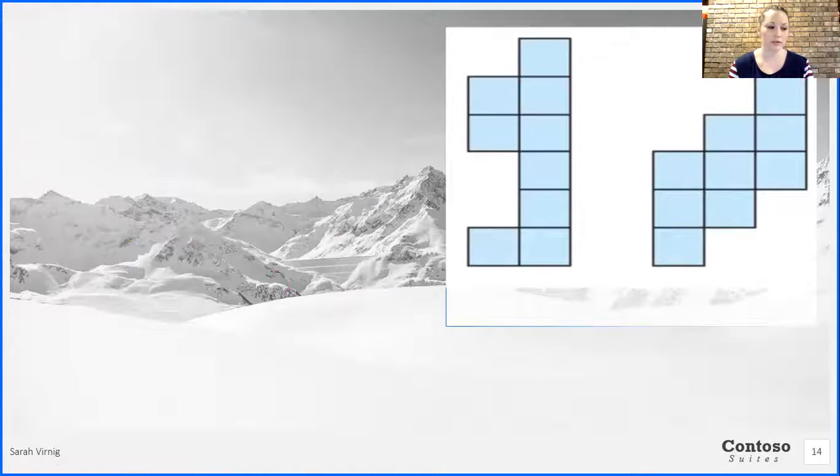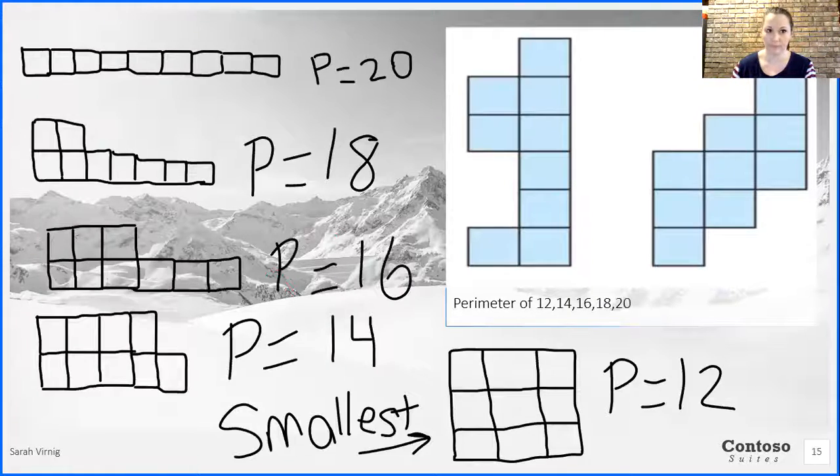And our goal is to find the figures that have the least perimeter and which has the greatest. And then we're supposed to sketch out our answers. So I found that the greatest perimeter I came up with was 20, followed by 18, 16, 14, and 12, with 12 being the smallest perimeter.